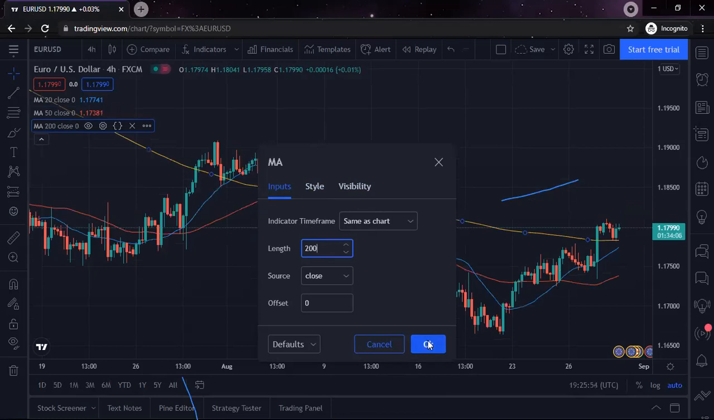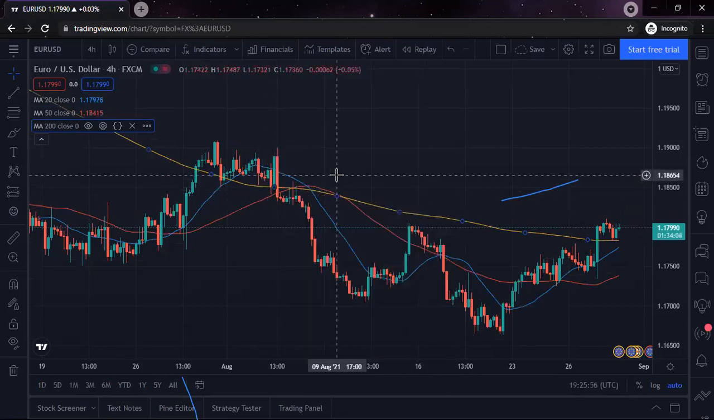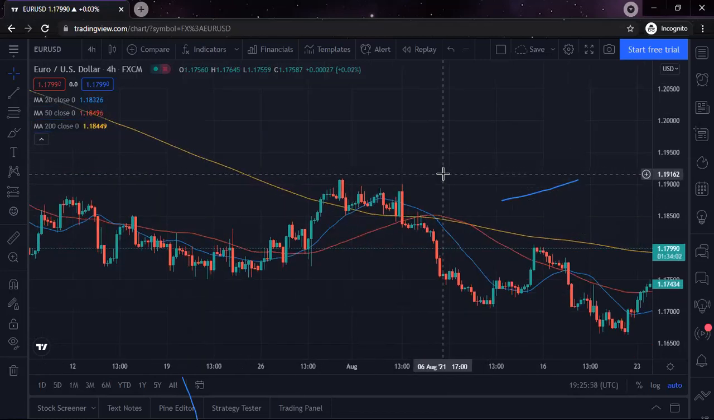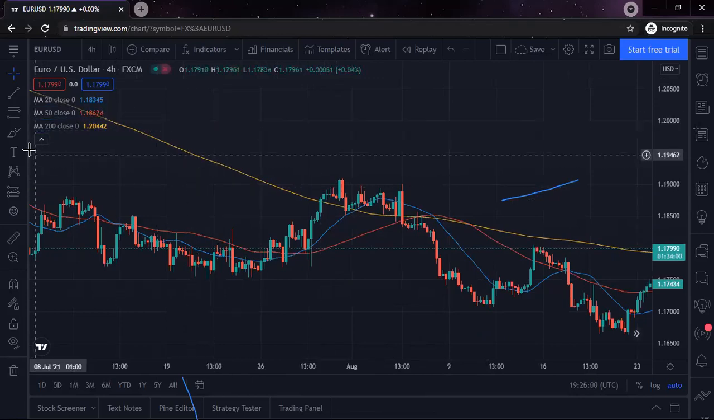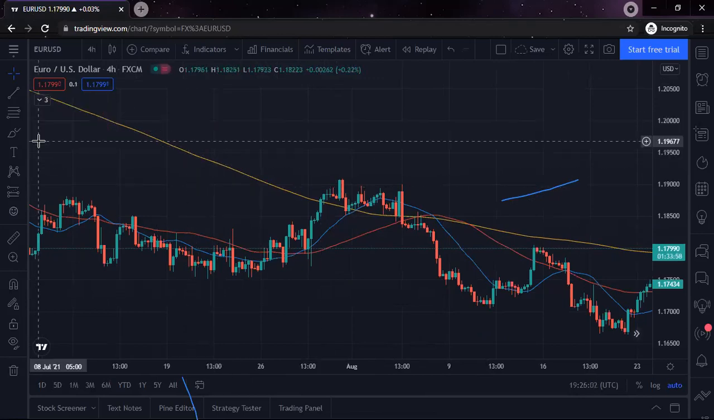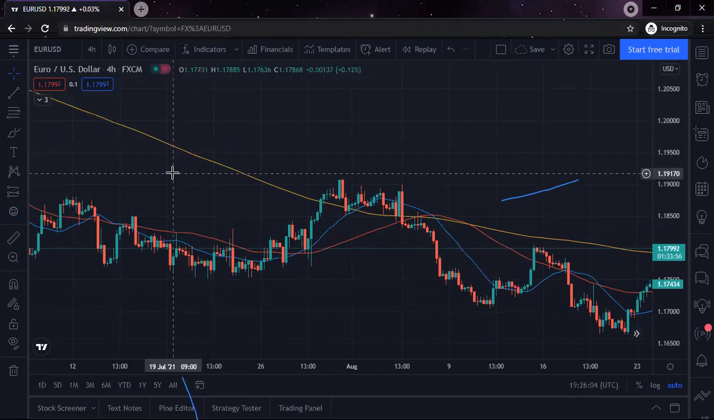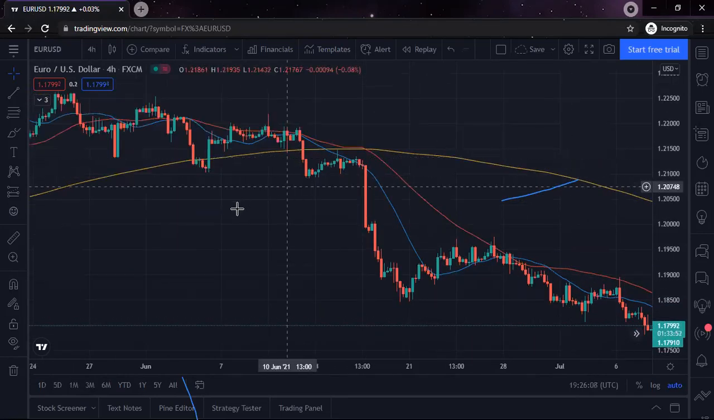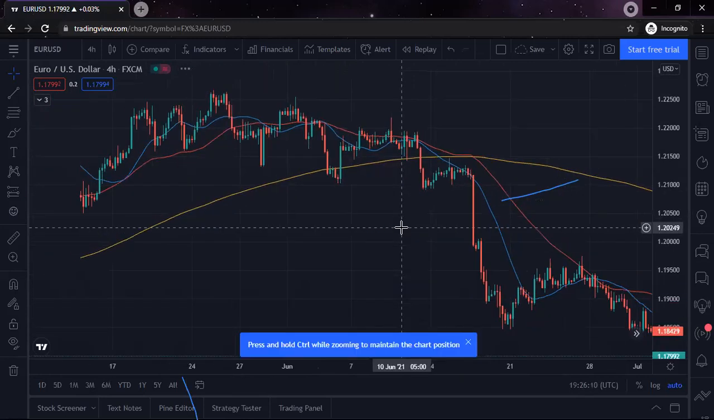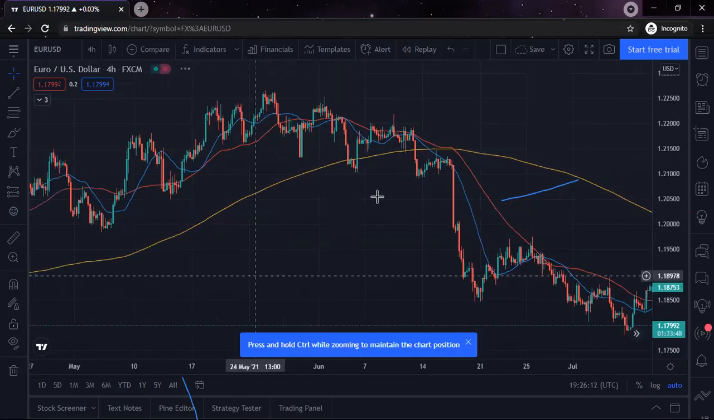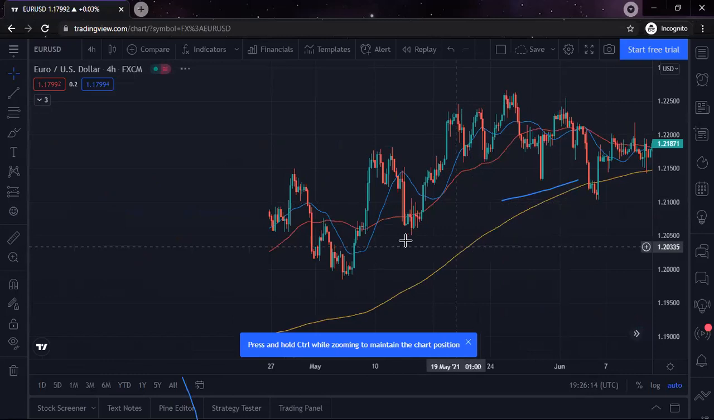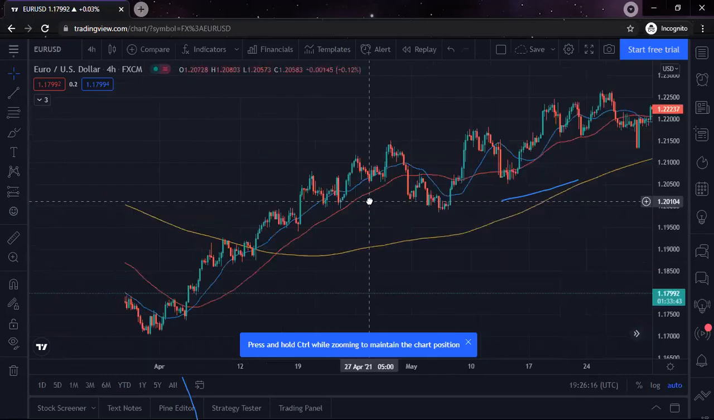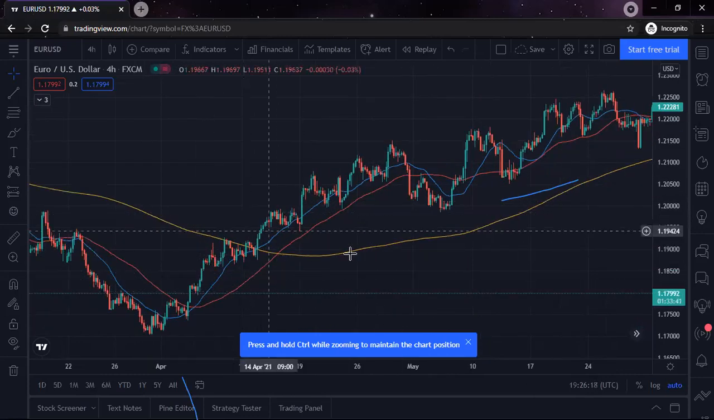Okay, so we are good to go. Now we have about a 200, about a 50, and about a 20 moving average. Over here, you can see something. What do you see right here? I want someone to tell me something right here, from this side.